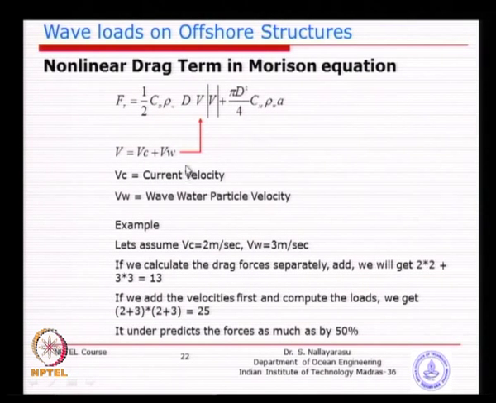Now, if you take the velocity and split it into two components, one from wave and the other from current, what will happen if you calculate the forces separately? If current velocity is 2 meters per second and the wave velocity is 3 meters per second, then 2 squared plus 3 squared becomes how much? Basically 13, because the computation was done separately for current and wave. Now, if you add vectorially the wave velocity plus the current velocity together and then compute the force, you will get 25.